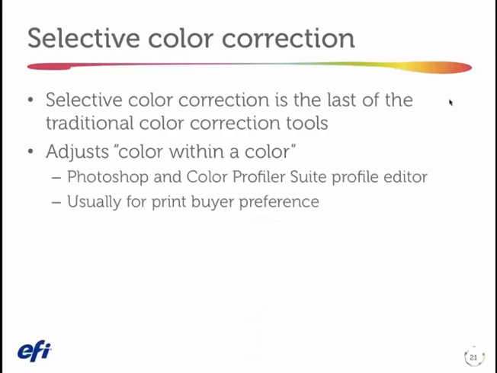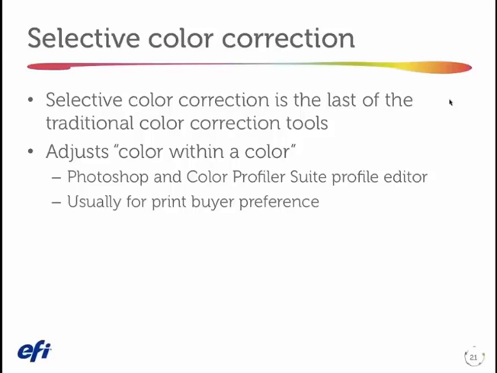The last correction tool for color that I want to talk about is selective color correction. Selective color correction is a traditional control. It allows me to adjust color within a color. So maybe I want to take cyan not out of the quarter tone for the whole image, but I just want to take cyan out of reds, for instance. There's a couple of ways I can apply this. Photoshop has excellent selective color controls. We also have it in a profile editor from the Fiery Color Profiler suite.